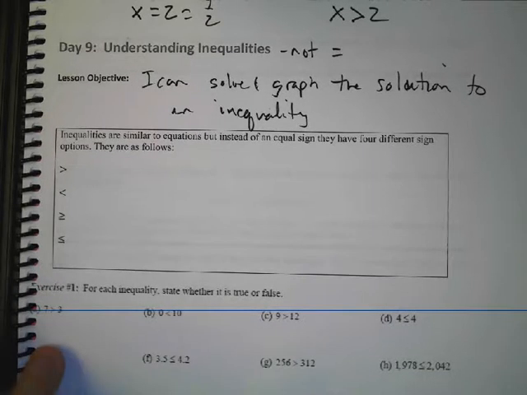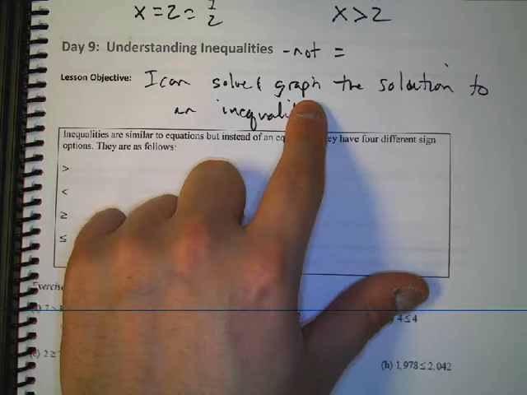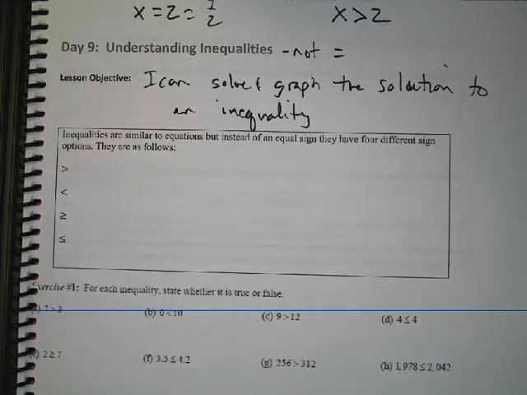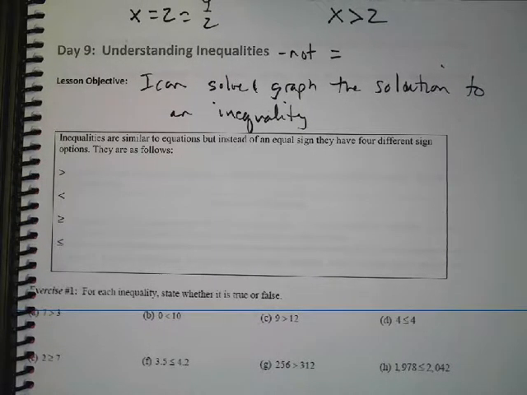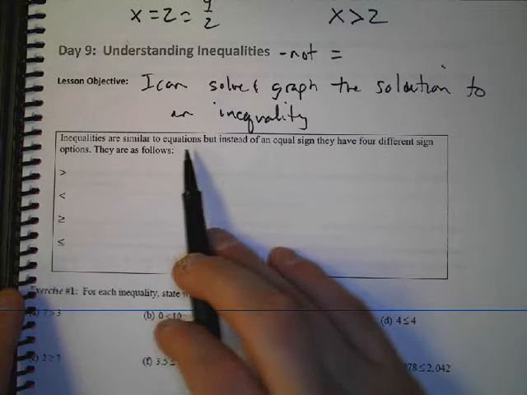The solving is going to be the same as an equation, so that's really not going to be the key. The key is going to be graphing the solution and representing the solution to an inequality, because you cannot write out all the possibilities for a solution of an inequality. Inequalities are similar to equations, but instead of an equal sign, they have 4 different options.